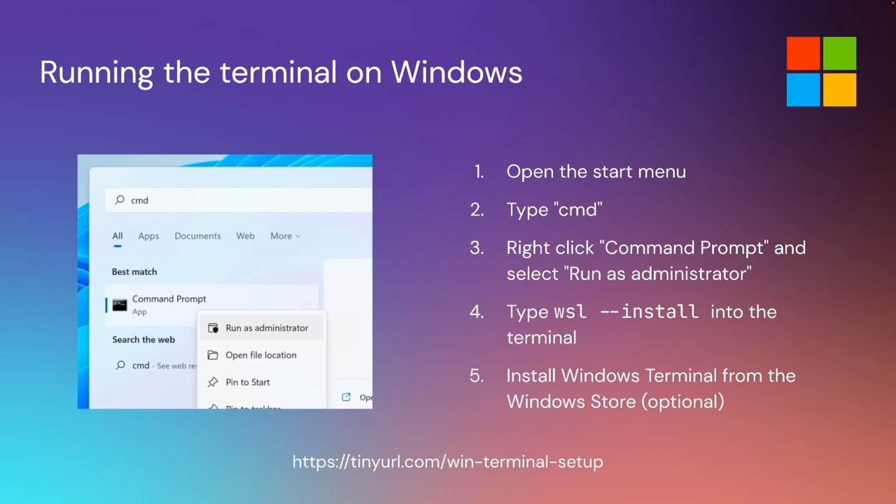I haven't used Windows in about a decade, so I'm certainly no expert, but I gather you need to open the start menu, type CMD into the search box that appears, and find the command prompt. With Windows, we need to install something called WSL, which stands for Windows Subsystem for Linux. We do that by opening this command prompt as the administrator and typing WSL dash dash install into the terminal.